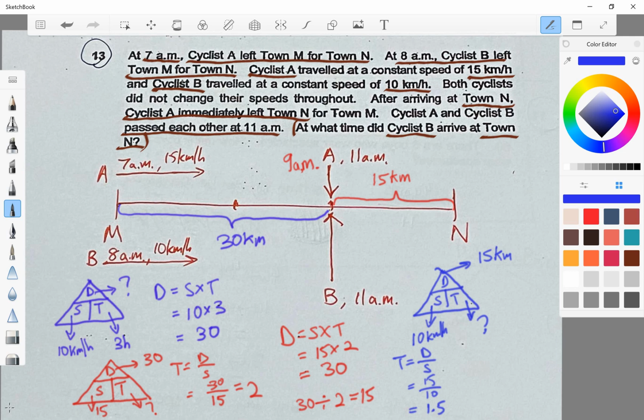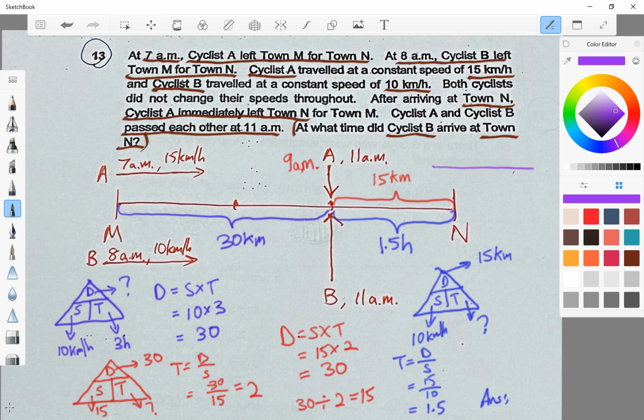That means that it will take 1.5 hours after 11 a.m. for cyclist B to reach town end. So it will take cyclist B 1.5 hours. And I don't have space to draw a timeline. Let me try to find a space. But let's say I draw my timeline, which I will show in purple.